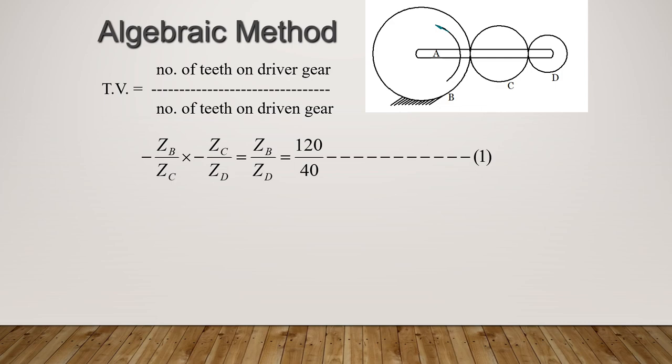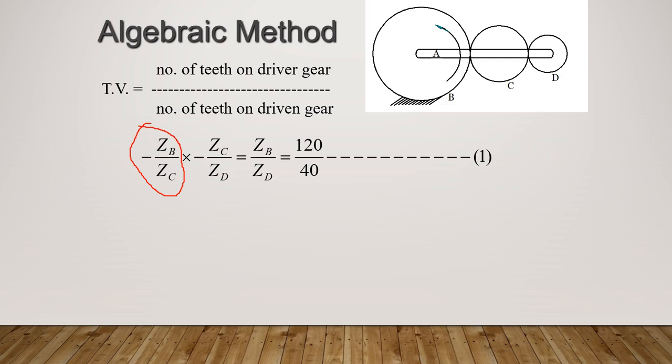So in this B and C, what is the direction of rotation? Suppose B is rotating in anti-clockwise, C will be clockwise. So they are in opposite direction. So put a negative sign for this. So ZB by ZC with the negative sign. This is for the first combination.